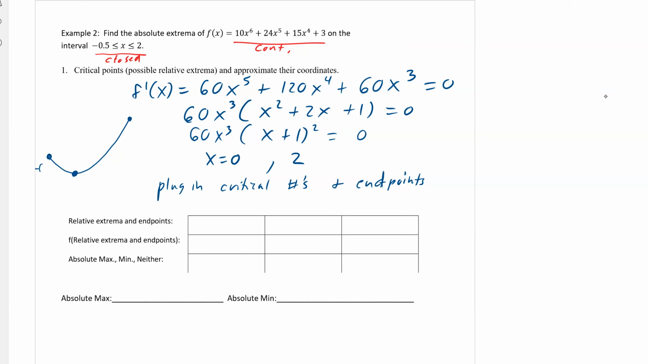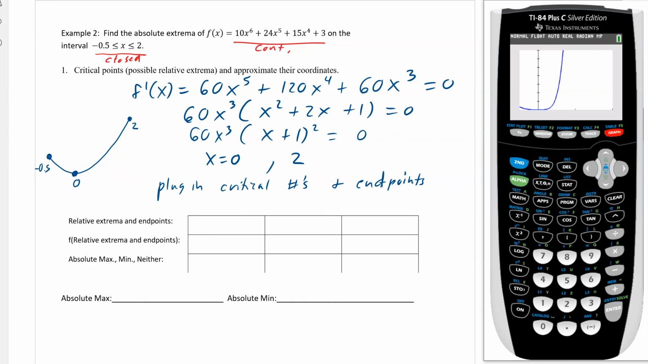So this is our negative 0.5, this is our 2, and this is our 0. So one of these points will be an absolute max. We already know it's that one. And one of these points will be an absolute min. So now if we go back to our calculator, hit zoom 0 to go back to where we were, we can then plug these in.